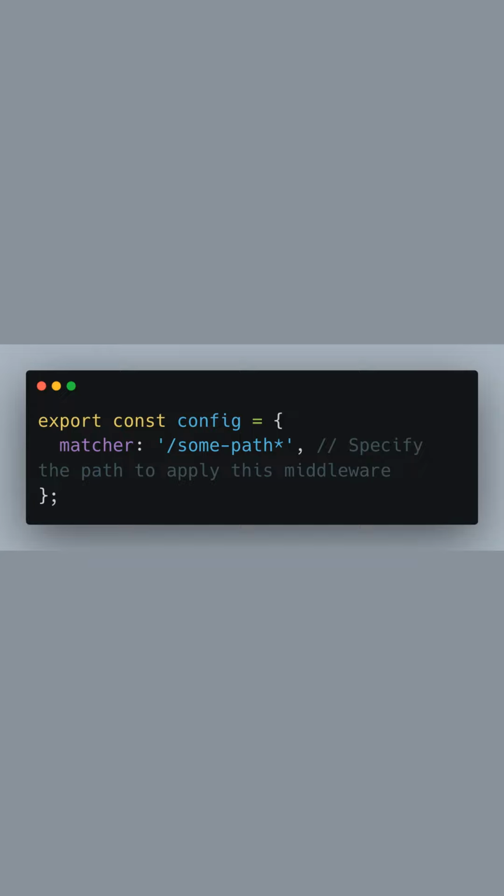Lastly, we export a config object with a matcher property. This property defines the path or paths where the middleware should be applied. In the example, somePath*, the middleware will run on all paths that start with somePath. And that's it. This is how you implement custom headers in Next.js edge functions for enhanced security and CORS compliance.